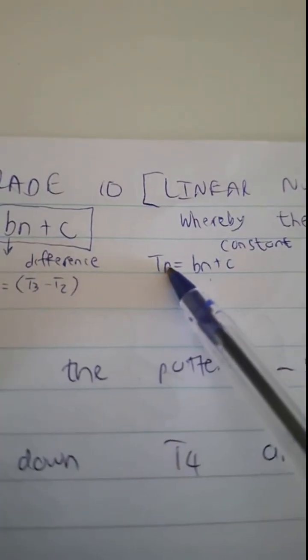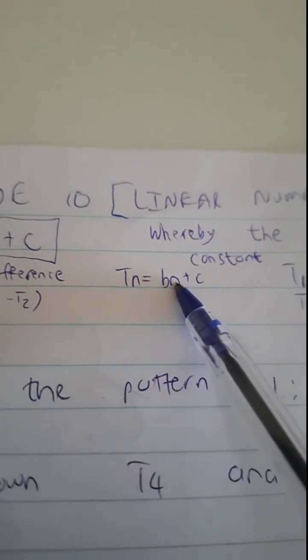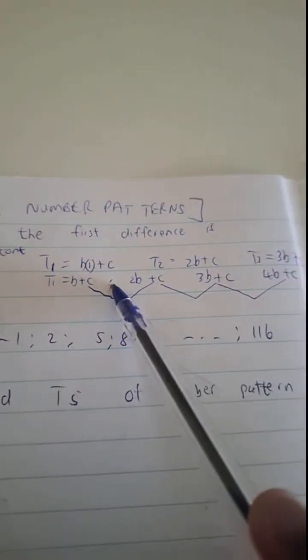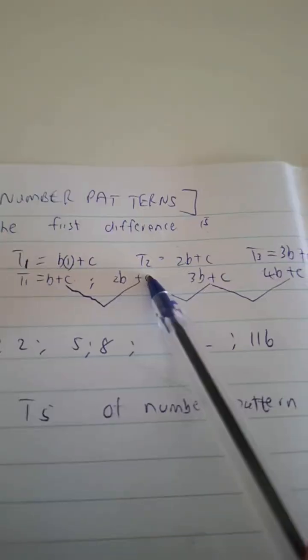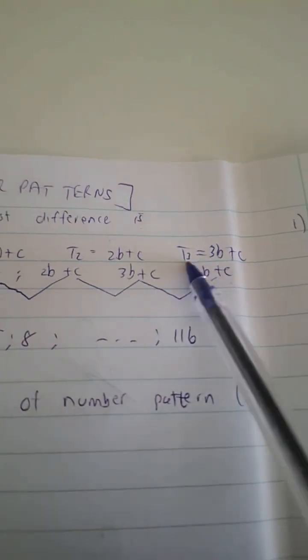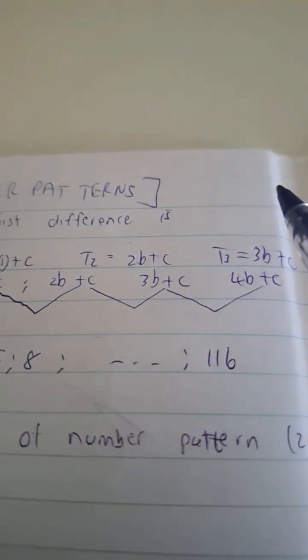Term 3, which means in the place of n, we substitute 3. B times 3 gives us 3B plus C. So term 3 is 3B plus C. If we substitute 4 in the place of n, that means B times 4 gives us 4B plus C. So in terms of B and C, term 1 is B plus C, term 2 is 2B plus C, term 3 is 3B plus C, term 4 is 4B plus C. Term 5 would obviously be 5B plus C.